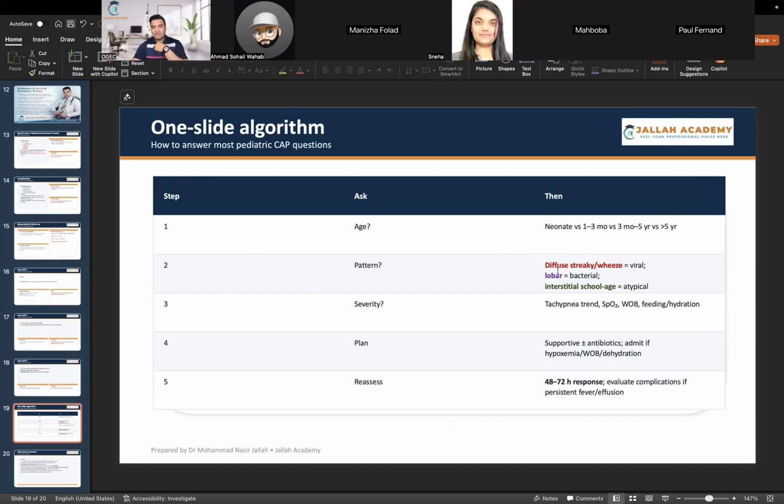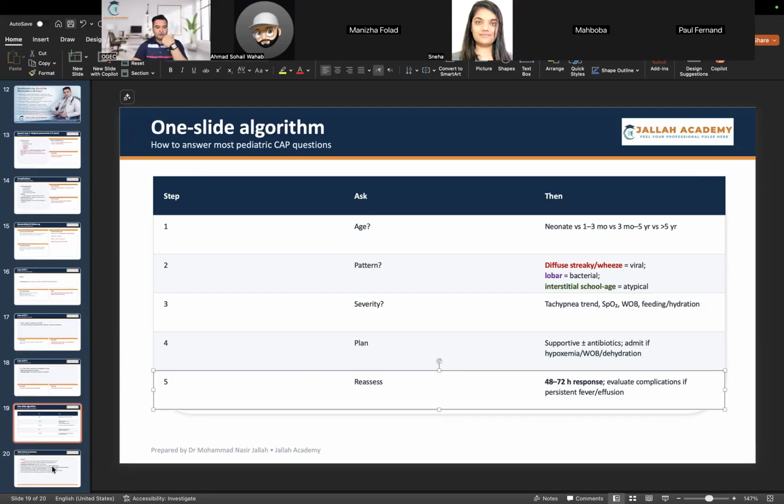Number 2, the pattern. Is it diffuse streaky and the patient has wheeze? Then I'm dealing with viral. Is it lower consolidation? I am dealing with bacterial. Is it interstitial patchy? I'm dealing with atypical, mycoplasma or chlamydia. In terms of severity: tachypnea trend, oxygen, work of breathing, feeding, dehydration. Plan: supportive, antibiotic, admit if hypoxemia or dehydration, and reassess. Always reassess after 48 to 72 hours.